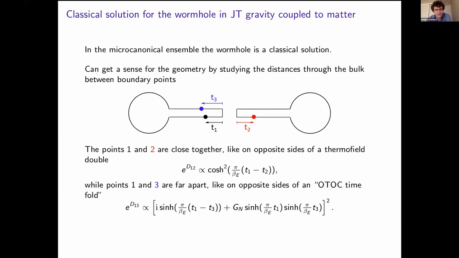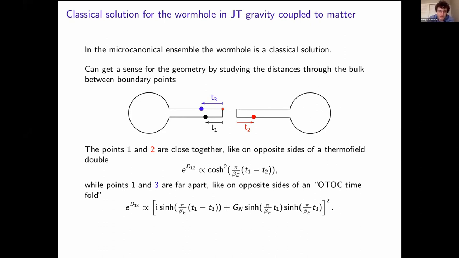You can work it out pretty explicitly for, let's say, JT gravity coupled to matter fields. In the microcanonical ensemble, this wormhole is a classical solution. The solution's kind of hard to visualize, but we can get a sense for what it's like by studying distances between different points on the boundary through the bulk. It gives you a sense of what the geometry looks like. So let's examine three different points here on these boundary time contours: point one, point two, and point three.